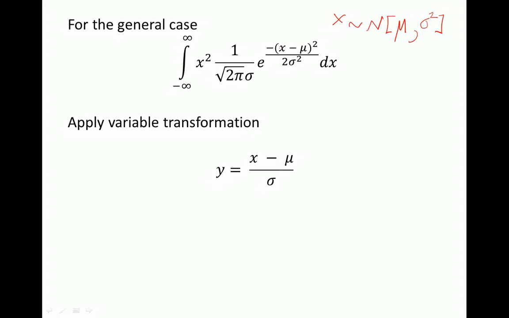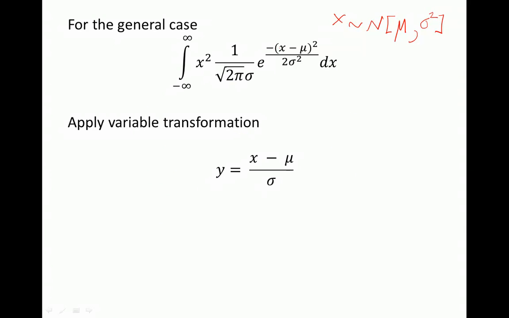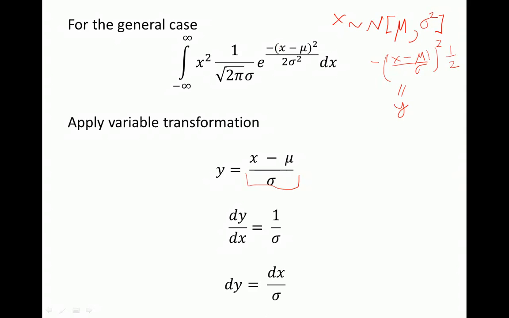So here we have a complicated term, and then we have minus x minus mu over sigma squared times 1/2. So let's just define x minus mu over sigma as y. And then dy over dx will be 1 over sigma, because it's the derivative with respect to x of this expression, and that's just 1 over sigma. And then dy equals, well, just bring it to the other side, dx over sigma.